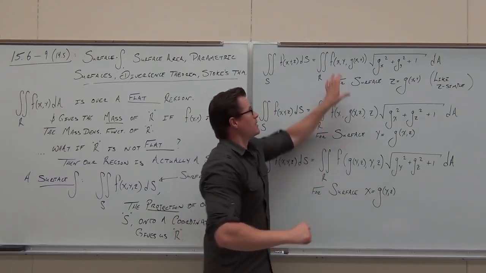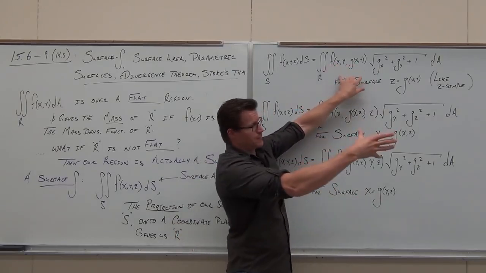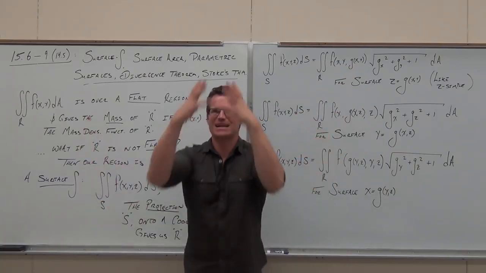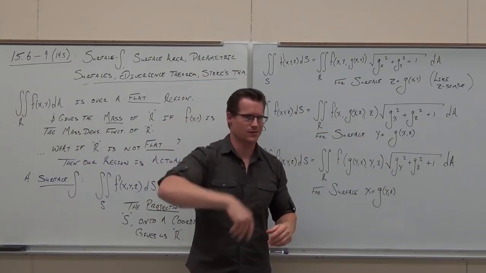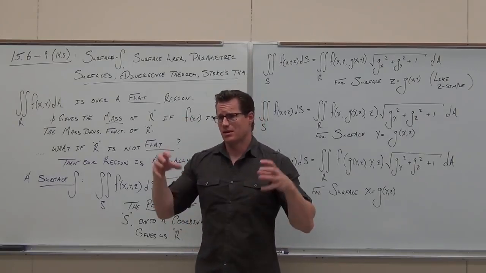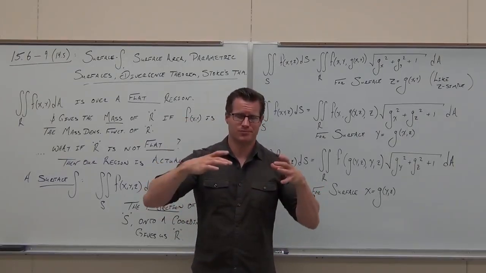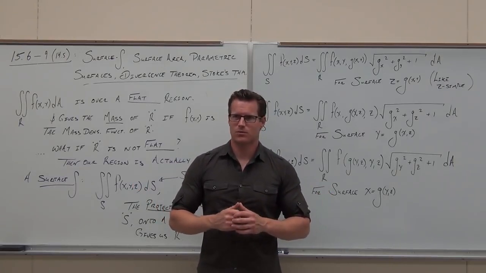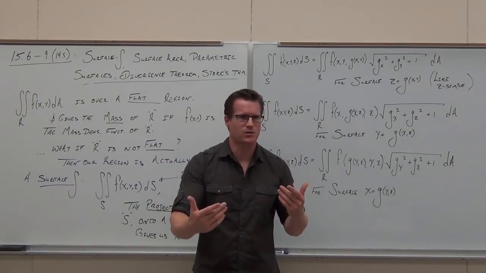That's what that is. Now it just says, take that stuff, multiply by the mass density at every single point, and add it up like every integral does. It's just an infinite sum. It just adds up the mass densities of all the points, gives you the mass of the surface where the projection is R onto a coordinate plane. Is that well explained for you guys? I want to make sure that it is.